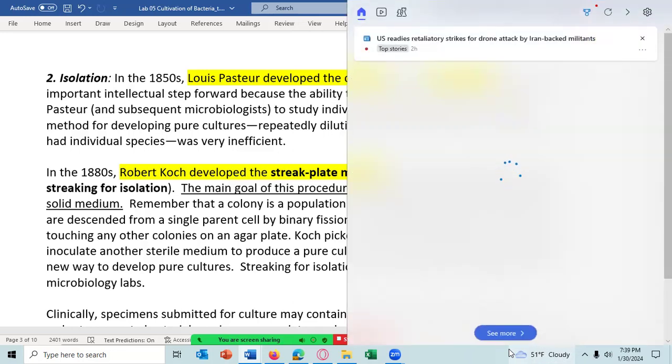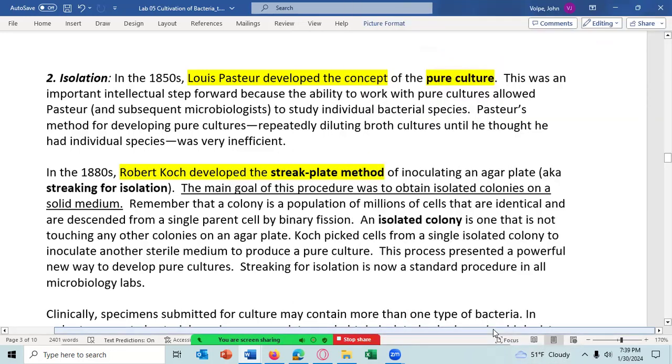And then you can pick the cells from one colony and either use that as your stock culture all term long, or you can just use it for testing.